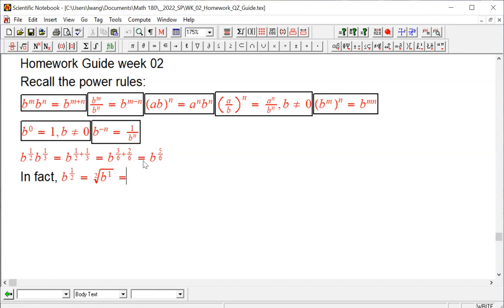Of course, the default notation for square root is we don't have to write the 2. b to the power 1 is b. And similarly, b raised to the power of 1/3.